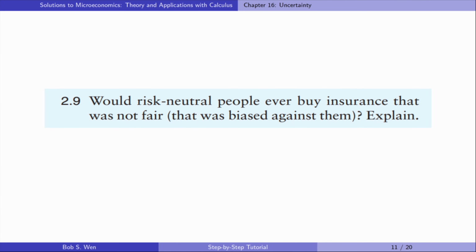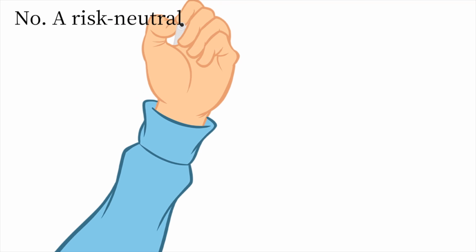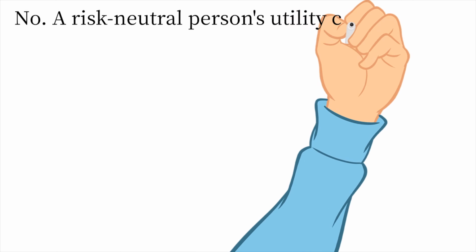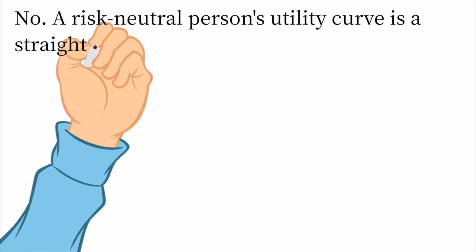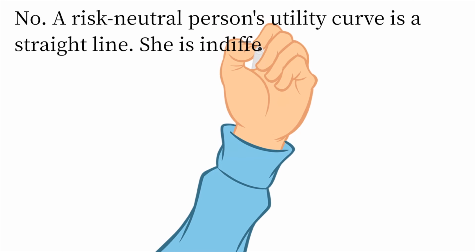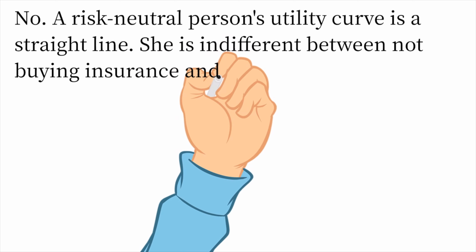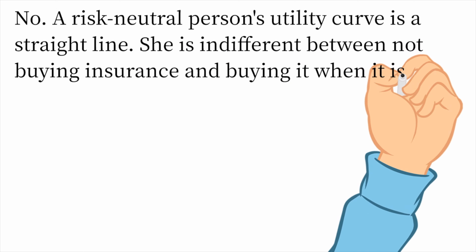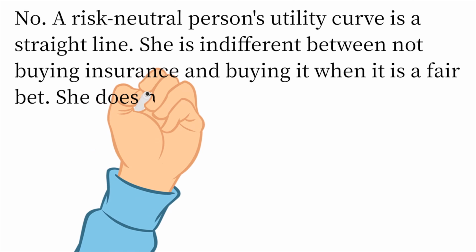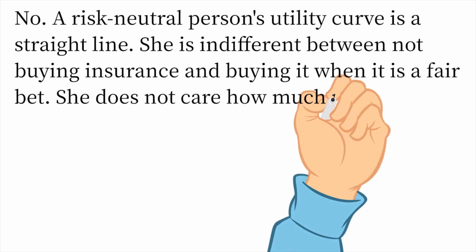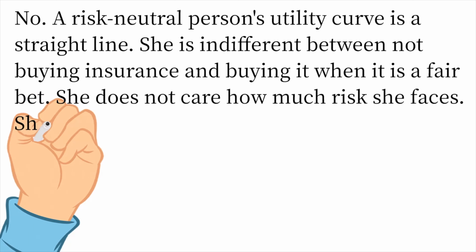Let's address exercise 2.9. Would risk-neutral people ever buy insurance that was not fair? Explain. No. A risk-neutral person's utility curve is a straight line. She is indifferent between not buying insurance and buying it when it is a fair bet. She does not care how much risk she faces. She only cares about the expected value of wealth.